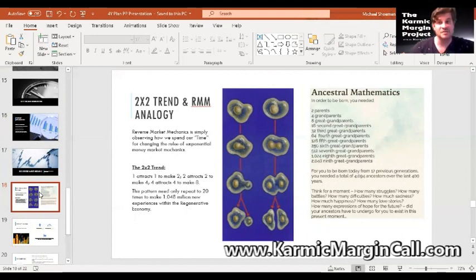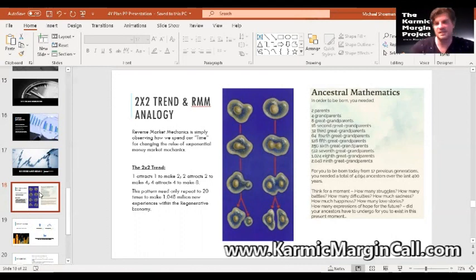It only takes 20 times repeated. The 2x2 trend only has to repeat 20 times to make 1.048 million. And that's 1.048 million experiences within the regenerative economy: hours, experiences, new relationships, new content of relationships.